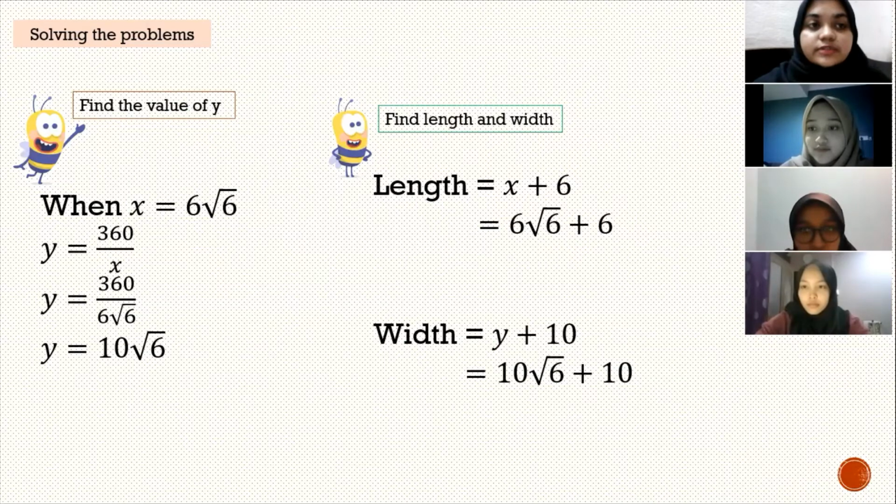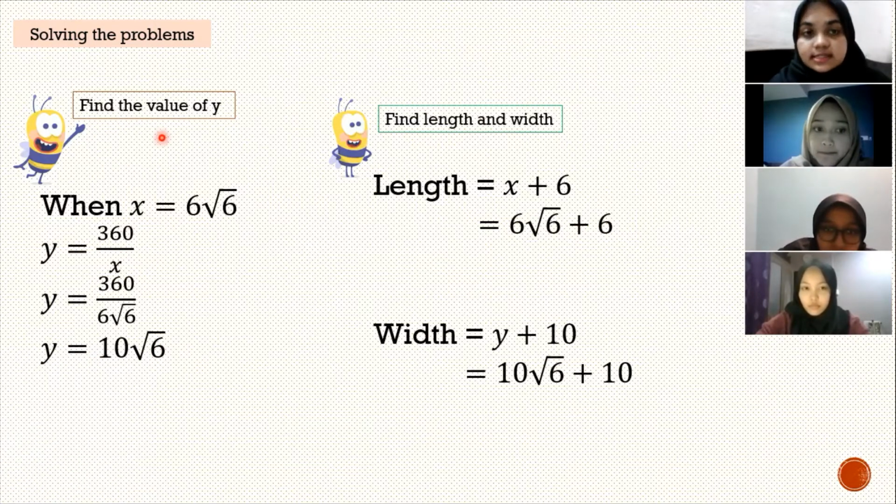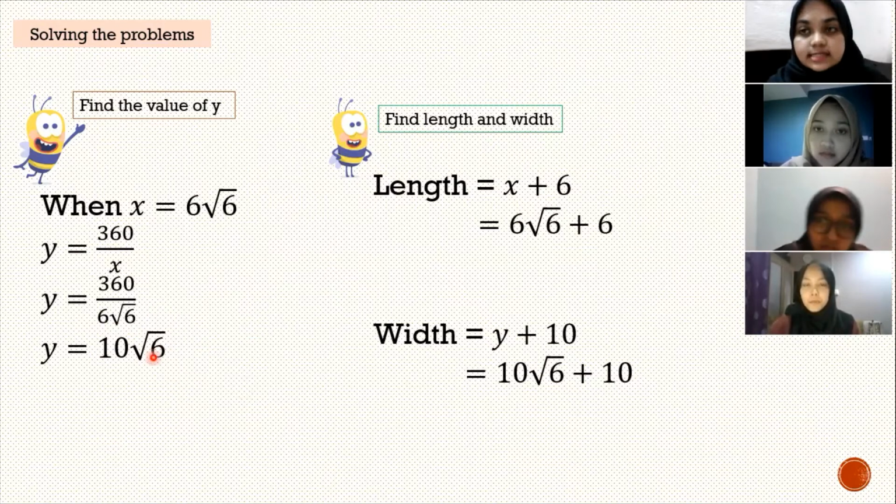Okay, now let's continue to solving this problem. First we want to find the value of y because we already have the value of x just now, which is x equals 6 square root 6. When we want to find the value of y, we take the equation from earlier, which is y equals 360 divided by x. We substitute the value of x, 6 square root 6, into the y equation, so we get y equals 360 divided by 6 square root 6. And we get the value of y is 10 square root 6.